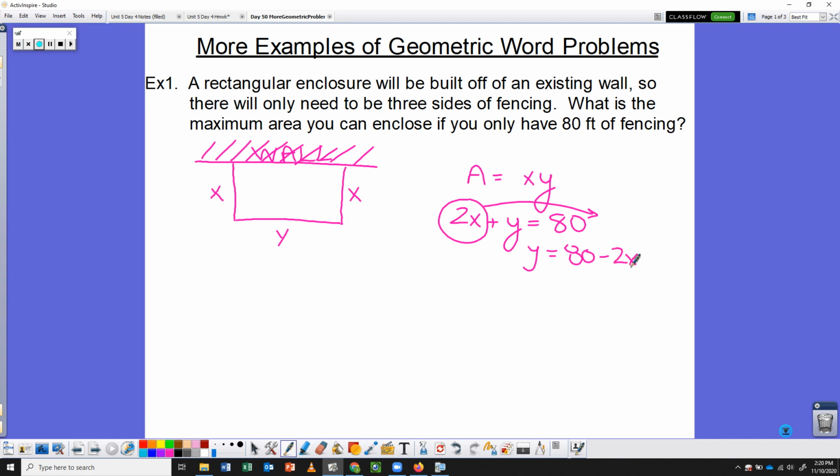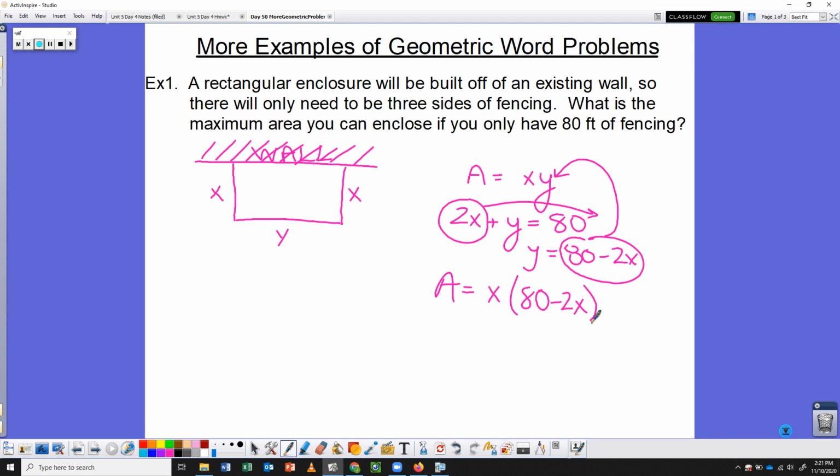Now that we have solved that equation for y, we can replace, or the more mathematical word for this is substitute. We can substitute the 80 minus 2x into the formula where the y goes for area. So our area formula now becomes x times parentheses 80 minus 2x. This area formula I can solve and work with and graph because it's now down to just one kind of letter.